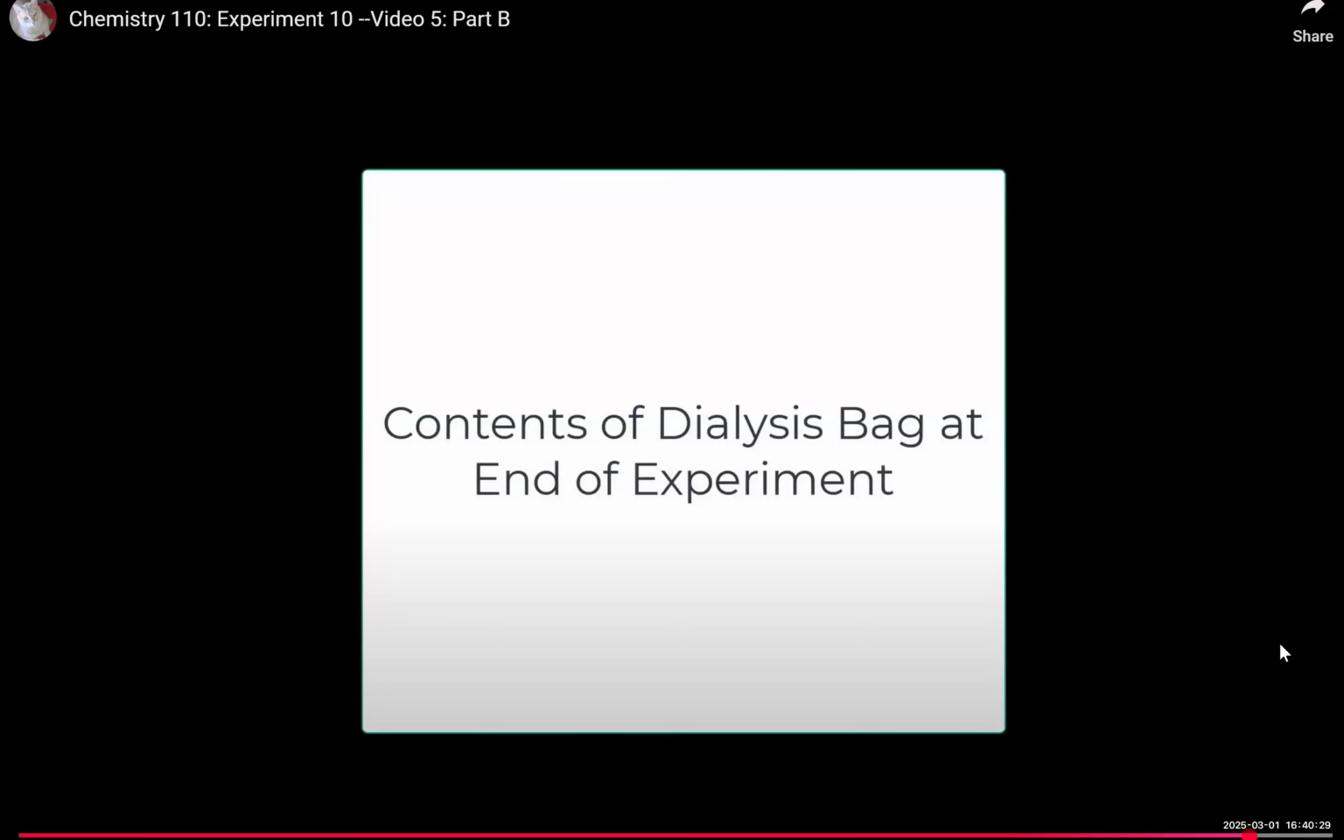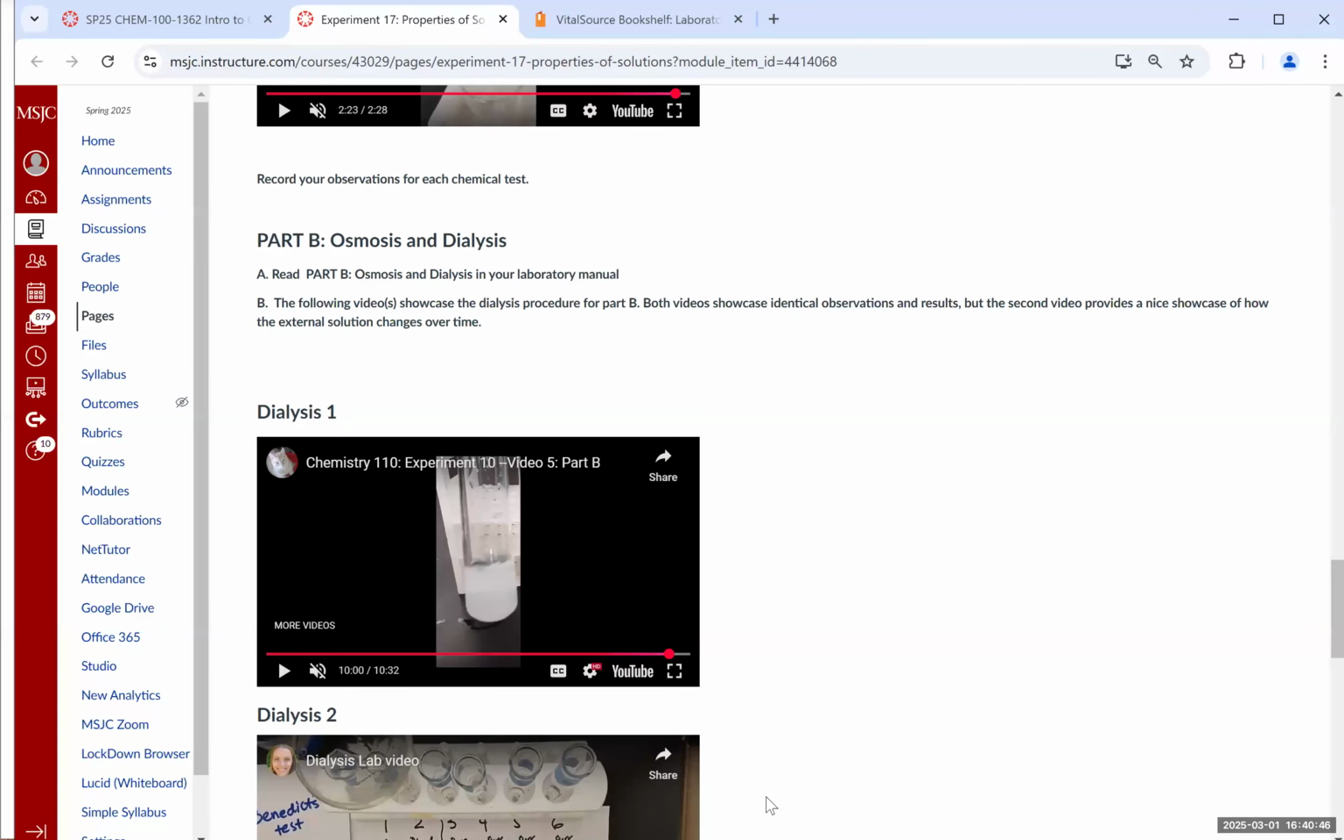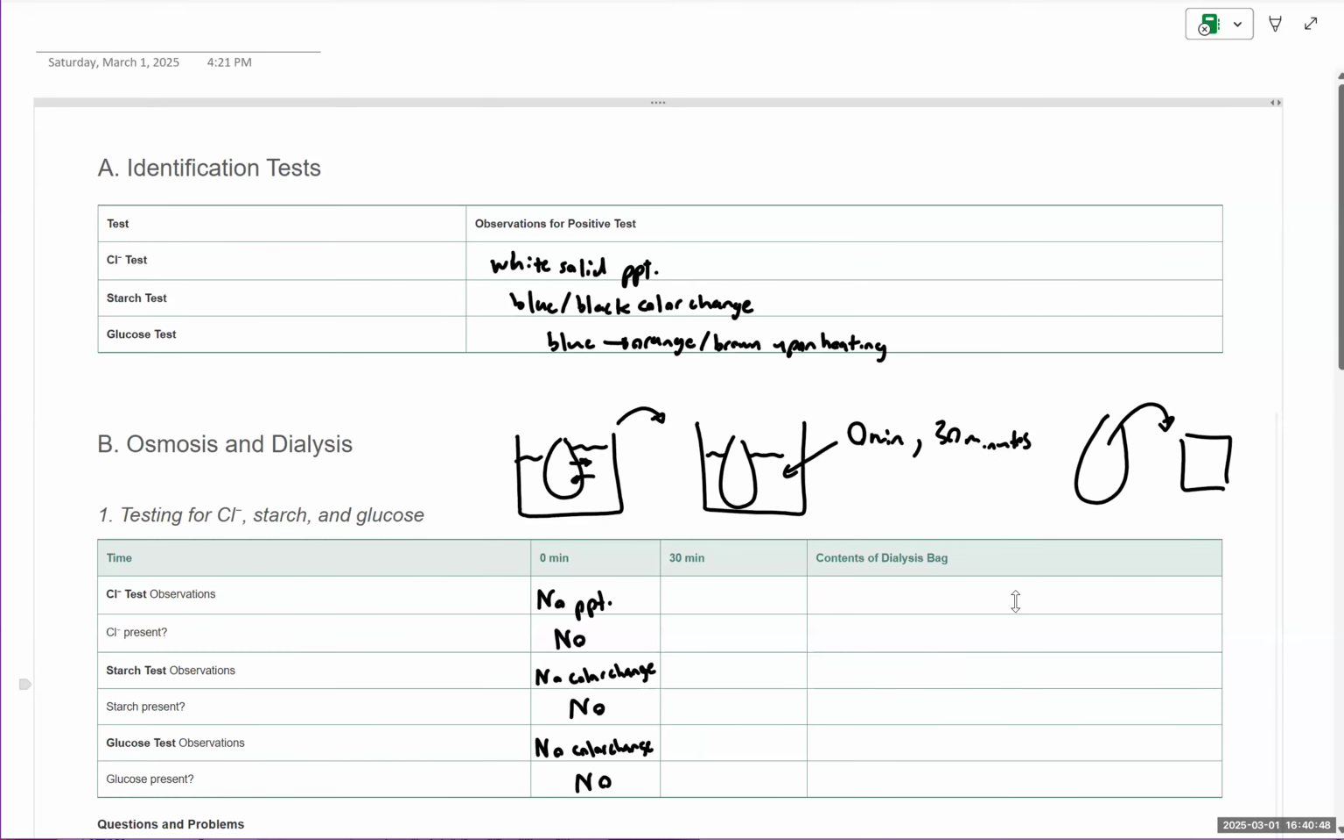Okay, we're now going to be looking at the dialysis bag at the end of the experiment. So this is the silver nitrate test for inside the dialysis bag. And let's write down some of our observations here. So for outside the dialysis bag, we observed a precipitate at 30 minutes, and yes, there's chloride present.